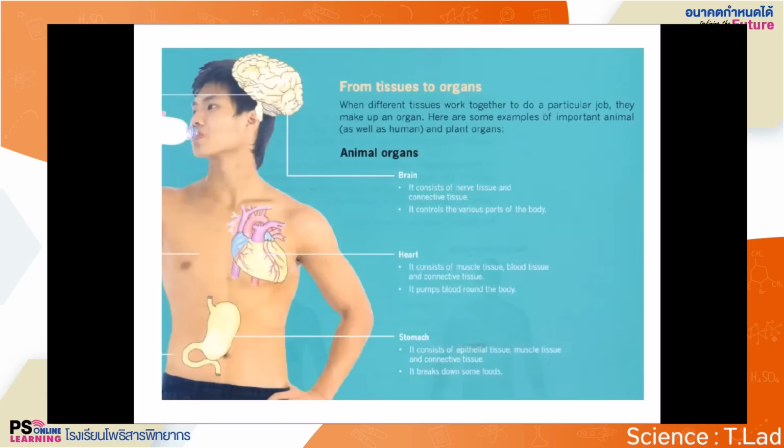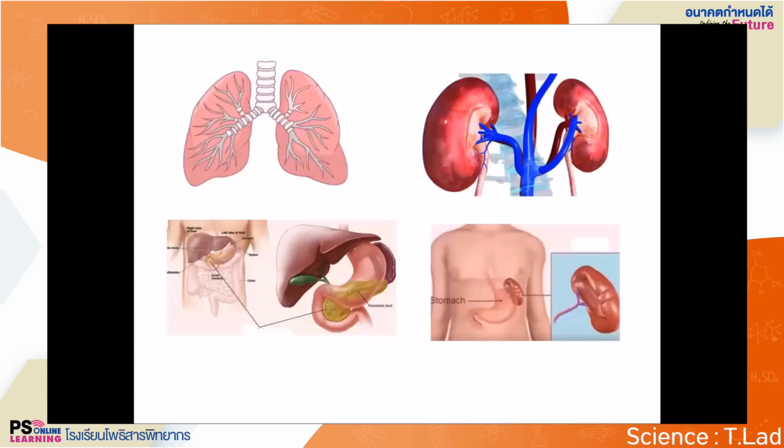Another organ is the stomach, which is made up of different tissues such as epithelial tissue, muscle tissue, and connective tissue. So our stomach breaks down some food. Here are some organs of the body. So first you have your lungs, and then your kidneys. Then you have your liver. So underneath your liver is a gallbladder. And the yellow one underneath your stomach is the pancreas. And then the last organ there to your right is the spleen.